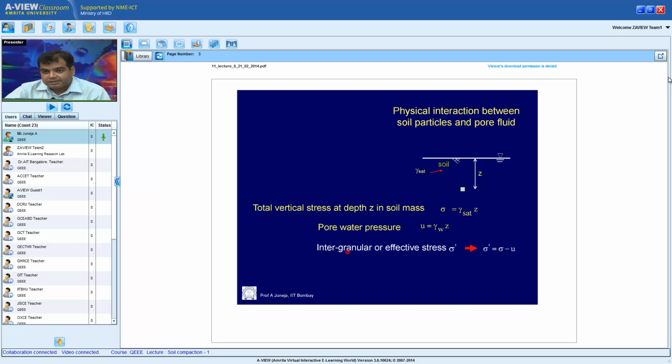Sometimes we call this intergranular stress, but it is usually called effective stress, labeled sigma prime. You may like to call it sigma dash; I'm more comfortable with sigma prime. That's sigma prime equals sigma minus u, total stress minus the pore water pressure. We'll look at this in detail today.